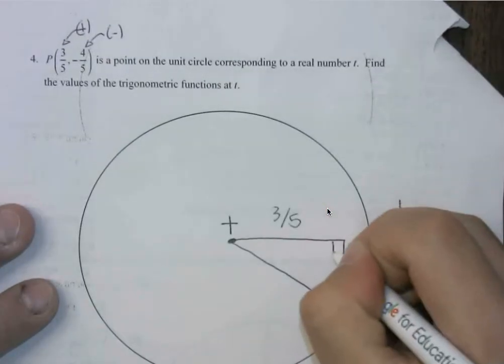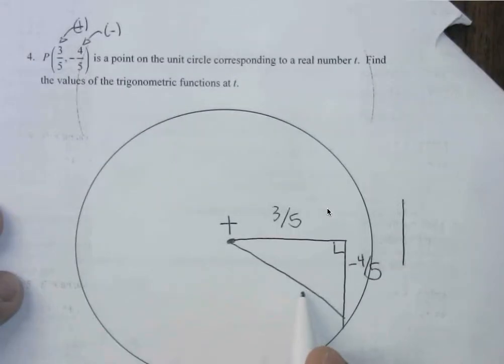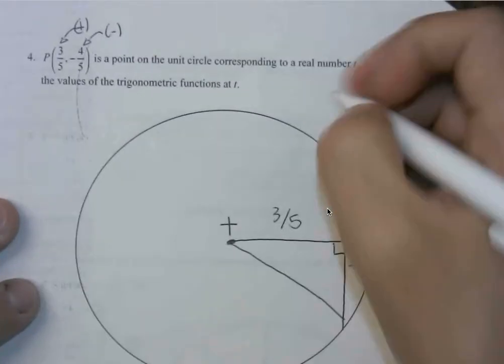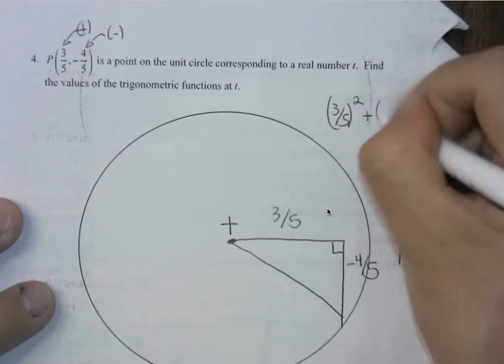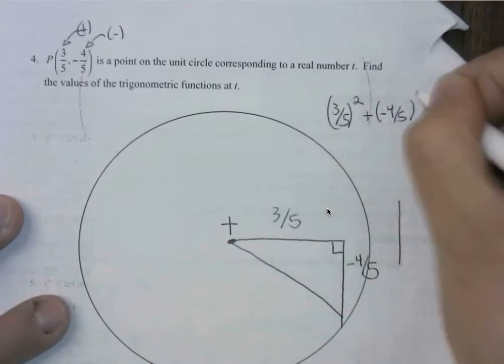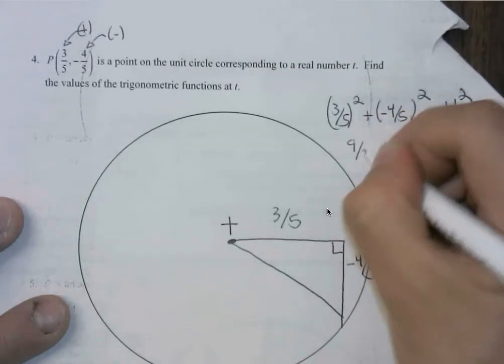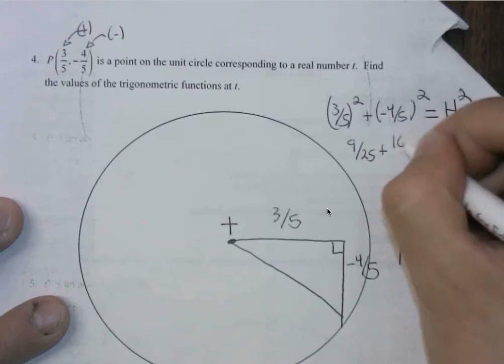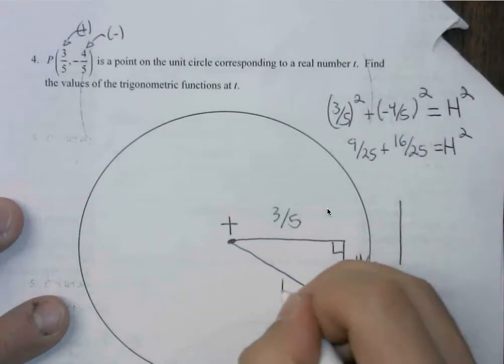This makes a right angle. If we use Pythagorean theorem to get a hold of our hypotenuse, that should be, what, 9? I think it's just going to be 1. Yeah, it's got to be 1. Because you get 3 over 5 being squared. You're adding on negative 4 over 5 being squared. And that should be equal to our hypotenuse being squared. That's 9 over 25. That's 16 over 25. Yeah, so our hypotenuse is 1.